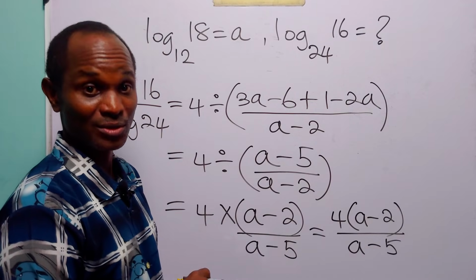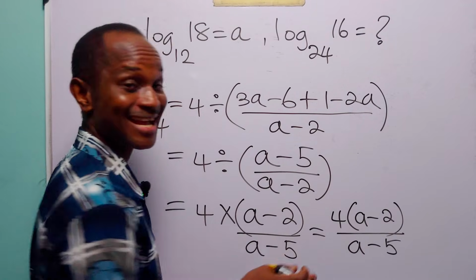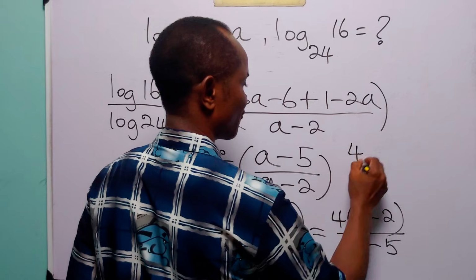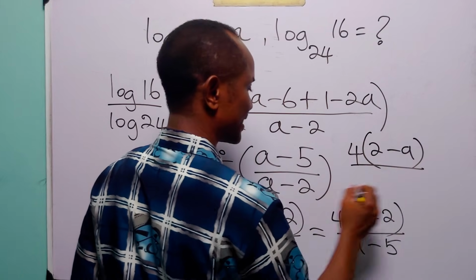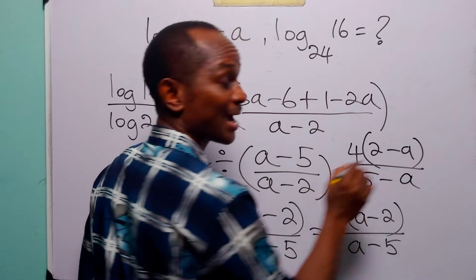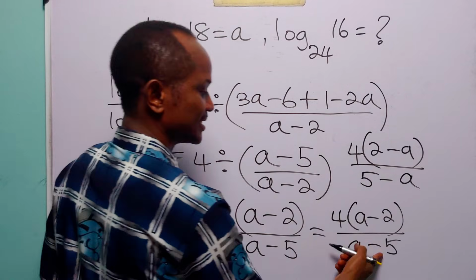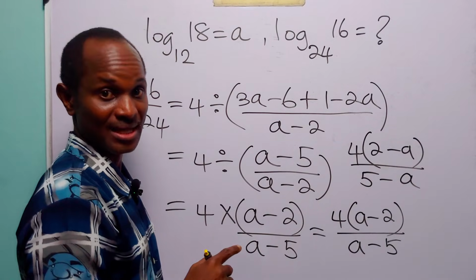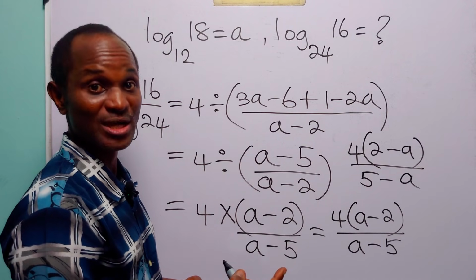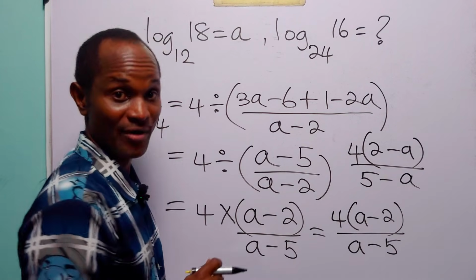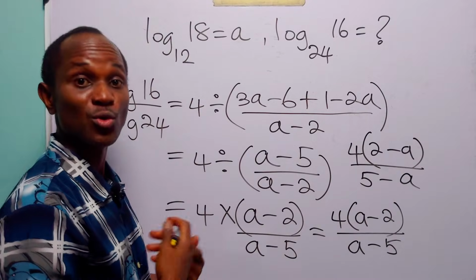Now, as an afterthought, I am sure you know that this is exactly the same as 4 into 2 minus a divided by 5 minus a. This is exactly equal to that. So, under exam conditions, if this is a multiple choice question, this is correct and this is also correct.